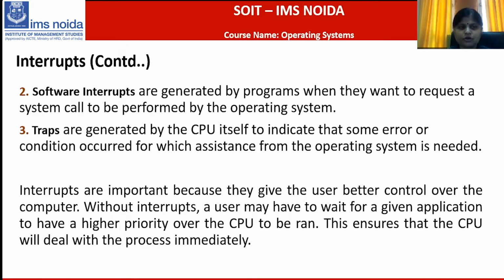The third type of interrupts is called traps. Traps are generated by the CPU itself to indicate that some error or condition occurred for which assistance from the operating system is needed. Sometimes a program or process is in the execution state and some error has occurred. So the CPU needs to inform the system as well as the operating system, and it creates a trap to inform the system that some error has occurred. Interrupts are important because they give the user better control over the computer. Without interrupts, a user may have to wait for a given application to have higher priority over the CPU to be run. This ensures that the CPU will deal with the process immediately.